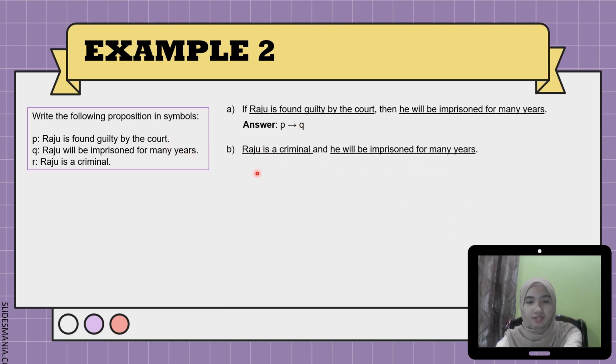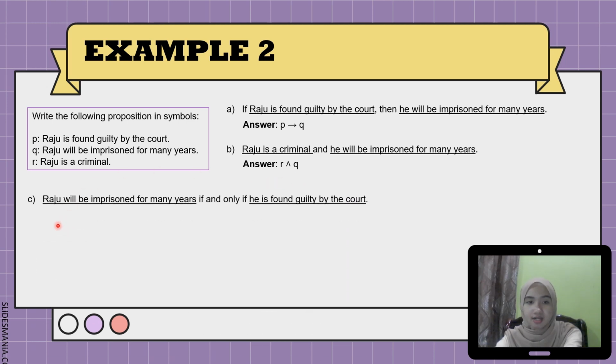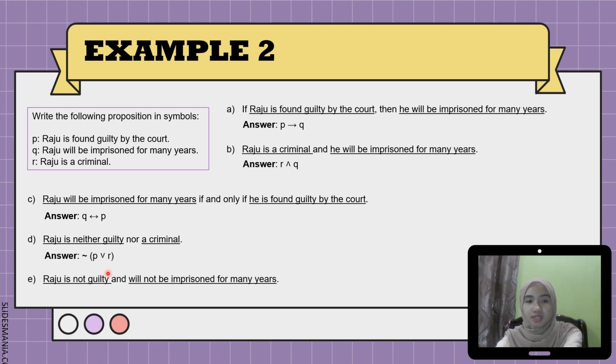B, Raju is a criminal and he will be imprisoned for many years. So the answer is R and Q. C, Raju will be imprisoned for many years if and only if he is found guilty by the court. So the answer is Q biconditional P because there are if and only if. D, Raju is neither guilty nor a criminal. So the answer is negate P or R. E, Raju is not guilty and will not be imprisoned for many years. So the answer is negate P and negate Q.